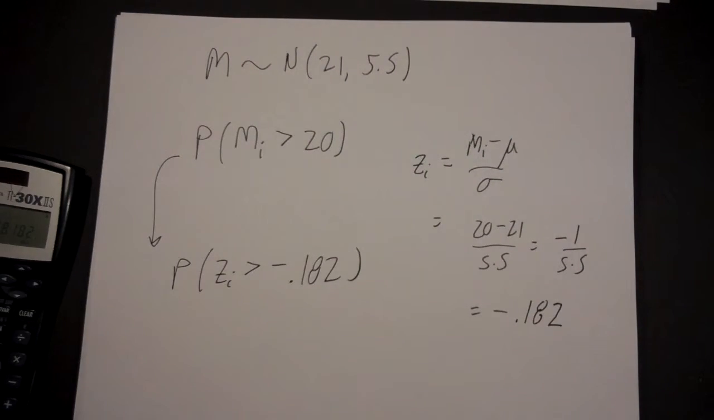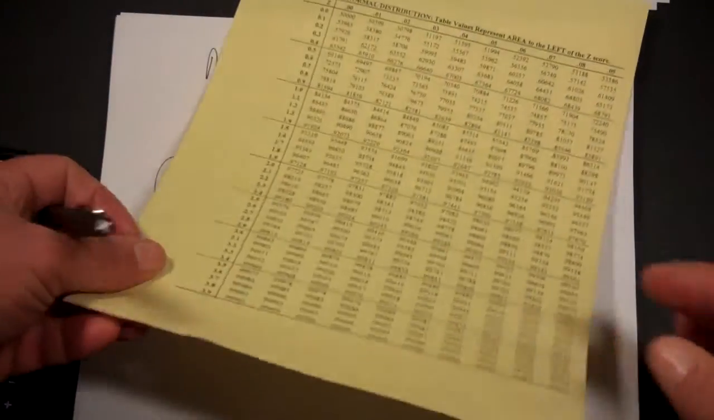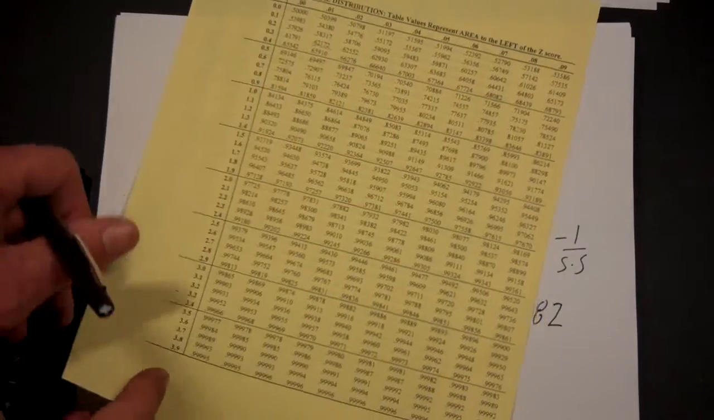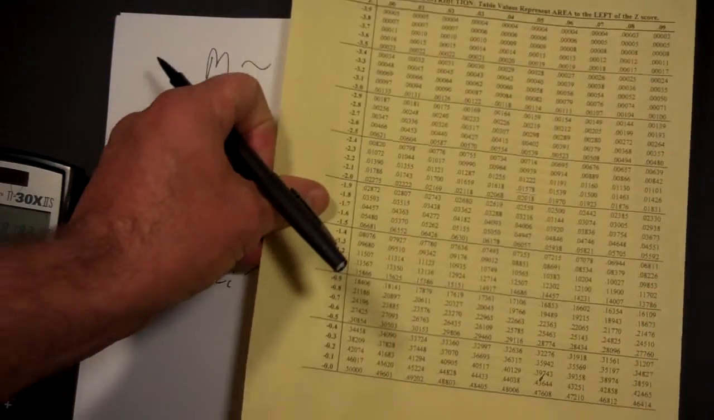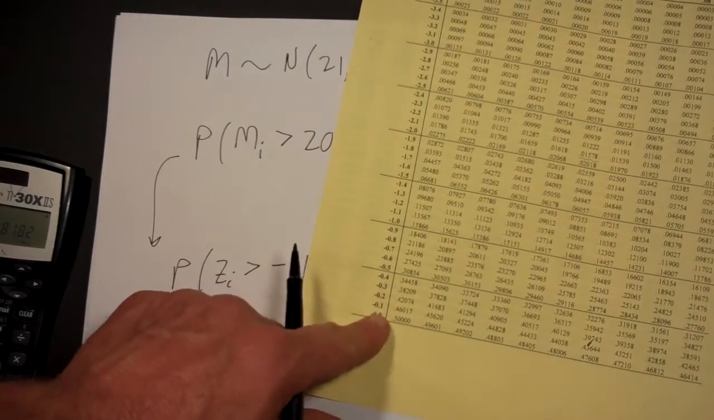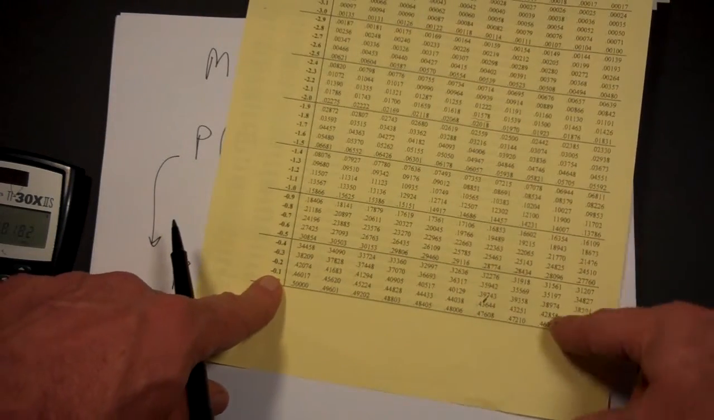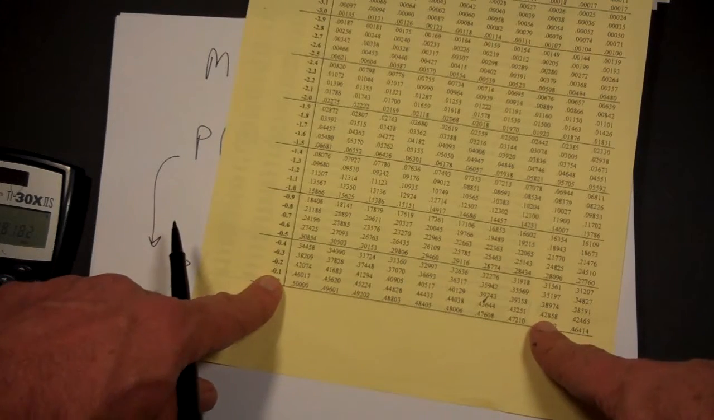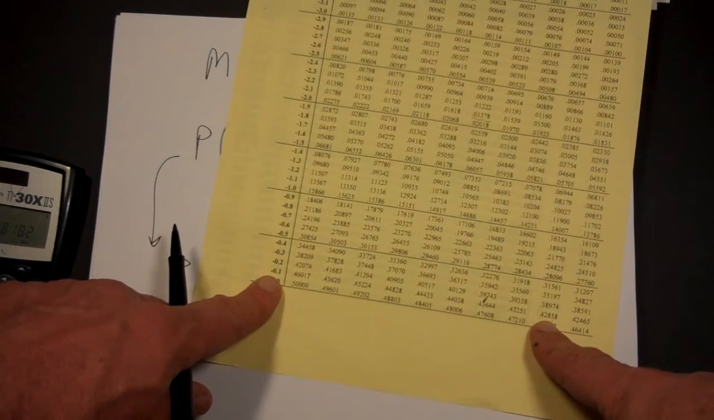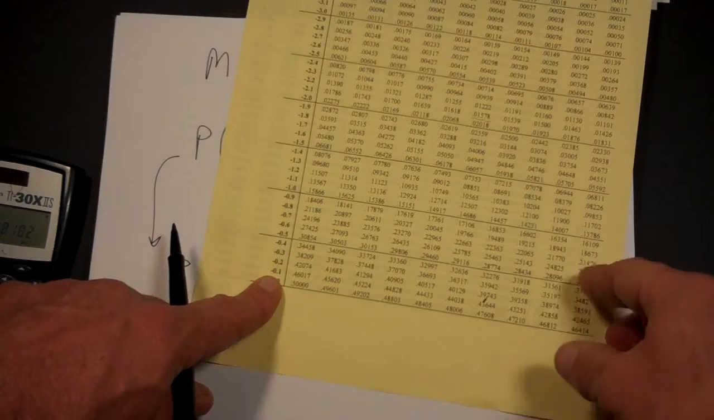And that's how you use the standard normal table. You would then look at your standard normal table here, minus 0.18. These are your positive values, so let's look at our negative values here. Minus 0.1 is way down here. You're going to read across to 8. It's going to be right here, and that's 0.429 roughly.